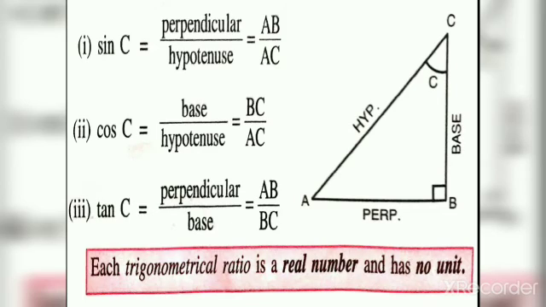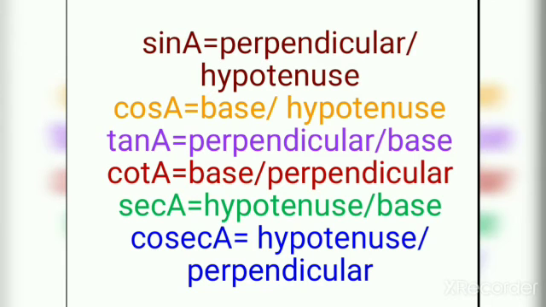And each trigonometrical ratio is a real number and has no unit. So you can see AB by BC. If it is 2 centimeter and this is 4 centimeter, 2 ones are 2, 2 twos are 4, and centimeter will get cancelled. So it will be a real number and it has no unit. Okay, we'll see all the 6 ratios together.